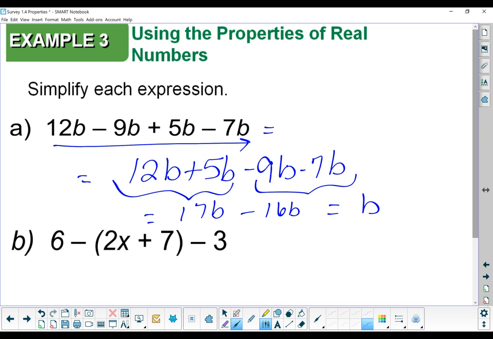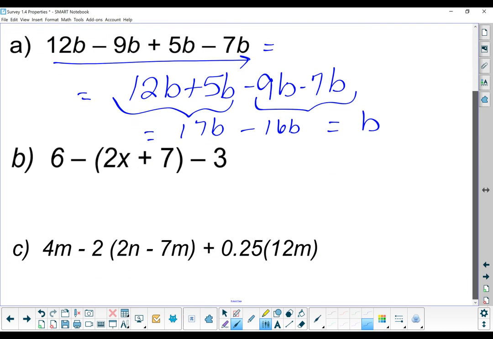Okay? On the second problem, B, there's the process of distributing, isn't there? I'm going to add a 1 in front of there, and I'm going to think of this as maybe plus -1 so that I can see that it is a -1 that's going to multiply through that parenthesis. That's going to give me 6 minus 2 minus 7, minus 7 minus 3.